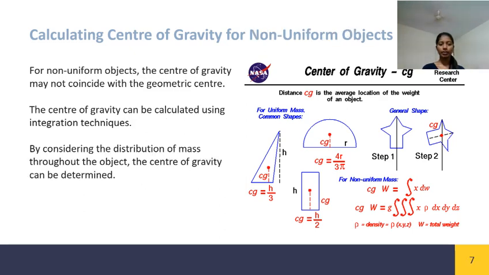Calculating center of gravity for non-uniform objects. For non-uniform objects, the center of gravity may not coincide with the geometric center. The center of gravity can be calculated using integration techniques. By considering the distribution of mass throughout the object, the center of gravity can be determined.